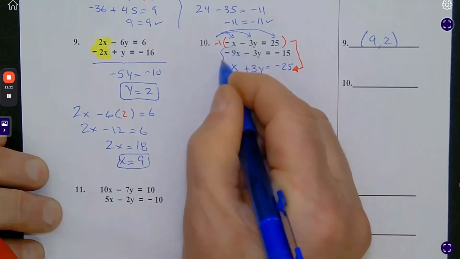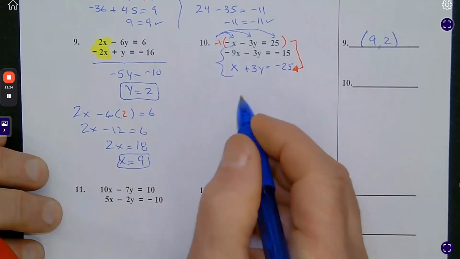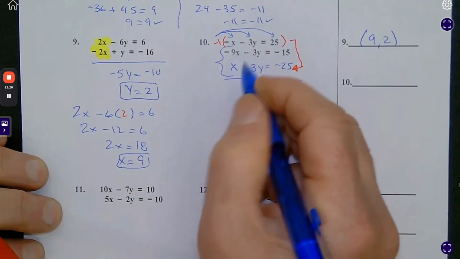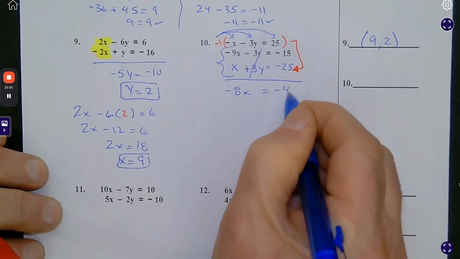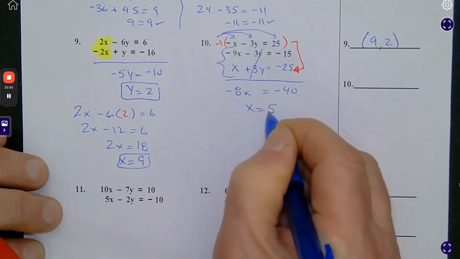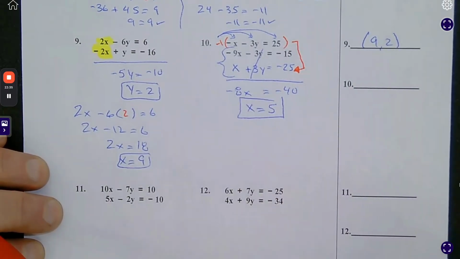Okay, so now I'm dealing with these. So I'm going to add them up. That goes to -8x. That goes to 0. That was my goal. Divide by -8. Woo, just like that. Just like that.